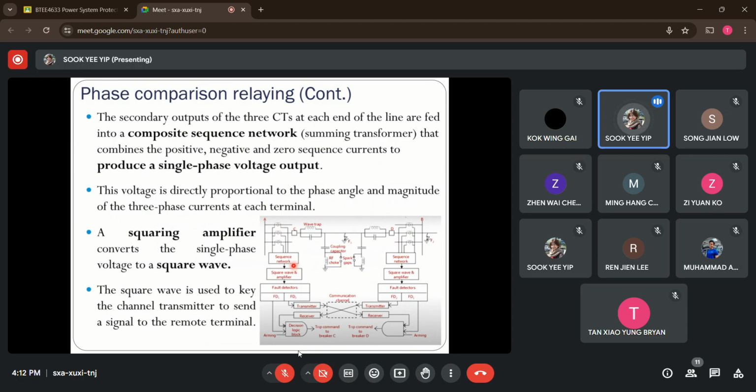Okay, so this generated voltage, its magnitude as well as phase angle, is directly proportional to the three-phase current that is being measured at each side. All right, so after this, the voltage value will be fed into this square wave and amplifier here, whereby whenever you see square wave, it means that we are trying to change the sinusoidal signal into the square wave. So after this, it will fit in here.